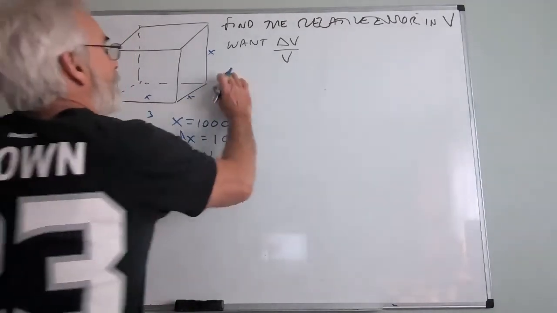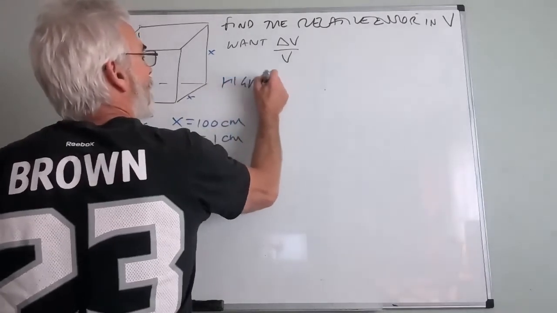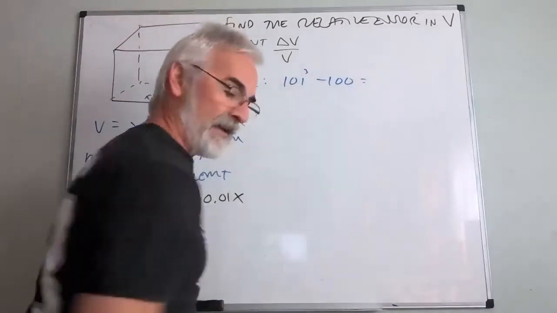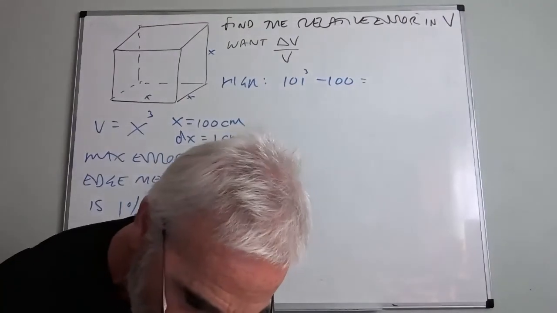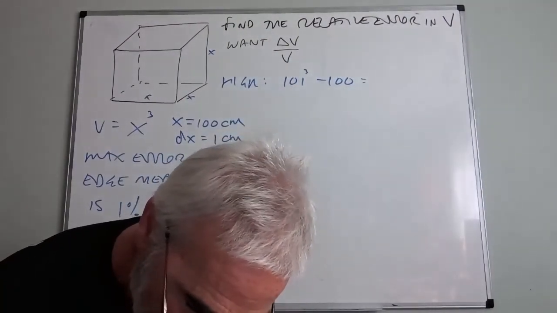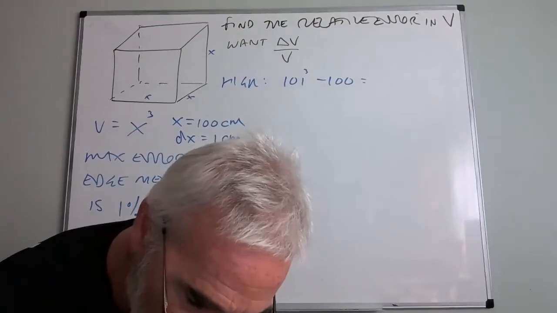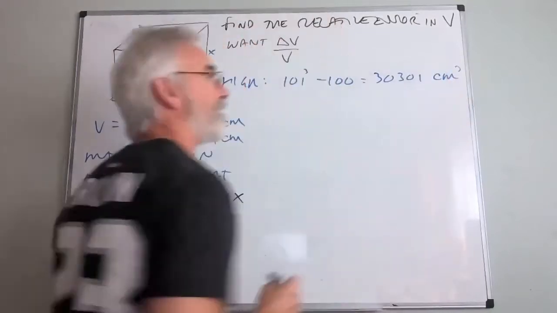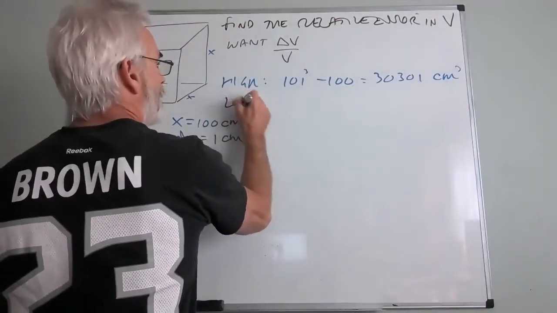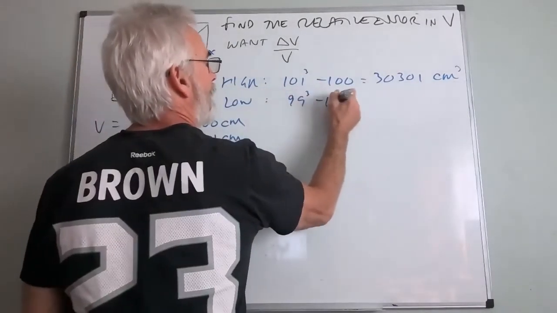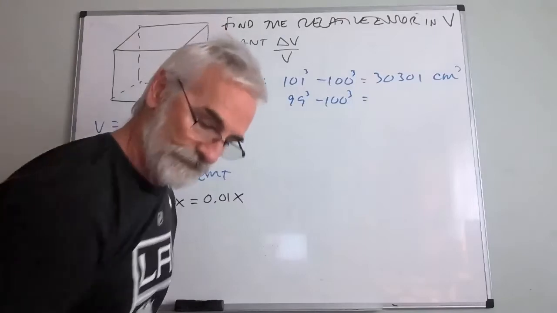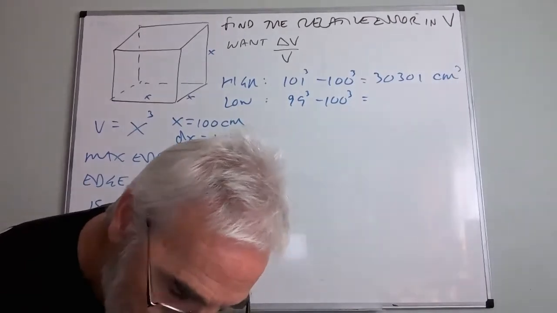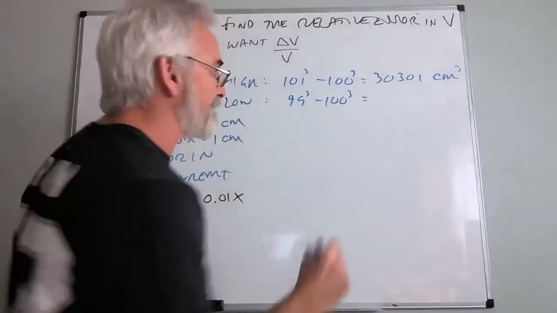So let's consider the high and the low. If I considered the high, that would be 101 cubed minus 100 cubed. That would be the most I could be off. Remember, it's because it's supposed to be 100 cubed. So 101 cubed minus 100 cubed would be 30,301 cubic centimeters. That'd be the most I could be in the high direction. The low would be 99 cubed minus 100 cubed, and that would be negative 29,701.